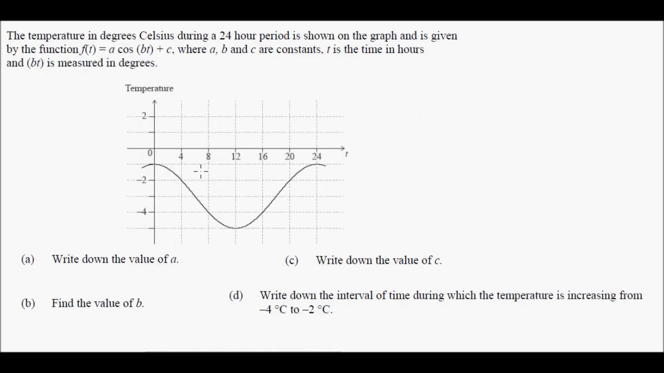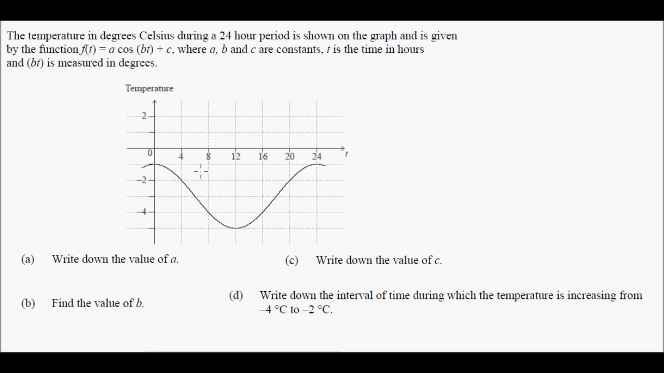It says the temperature in degrees Celsius during a 24-hour period is shown on the graph and is given by the function f of t is a cosine bt plus c, where a, b, and c are constants. T is the time in hours, and bt is measured in degrees. Okay, we can do that, no problem. This is a very typical problem. You'll have to figure out what A, B, and C are. So we can do that.